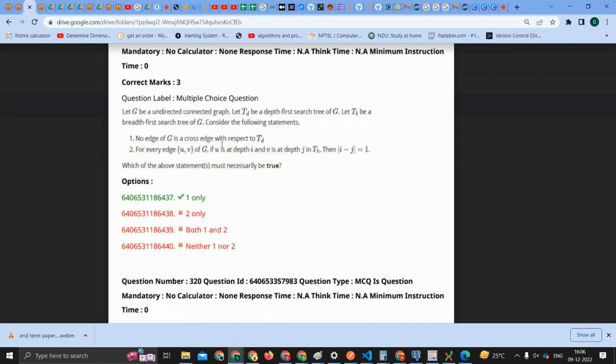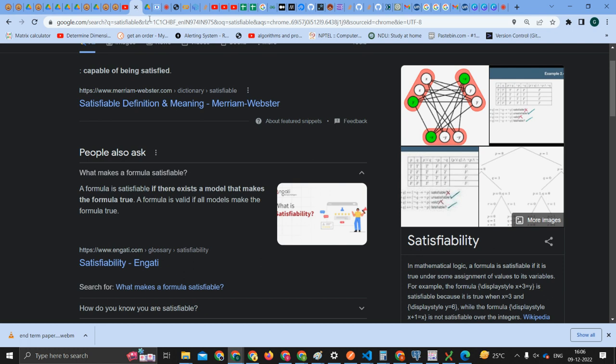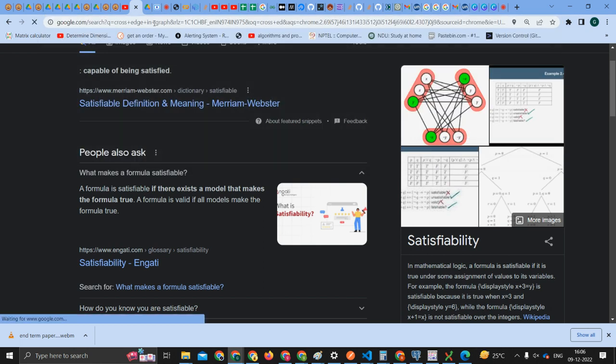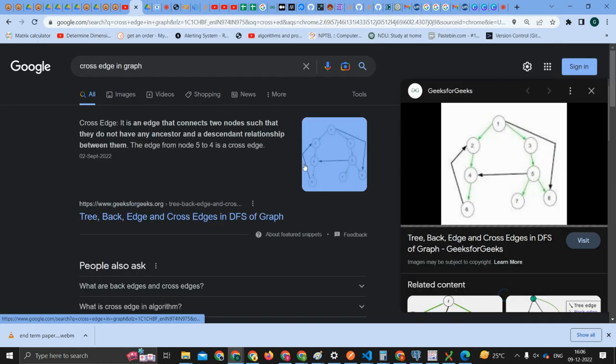I had made notes and I'm able to recall that is what it is. We had a discussion on this kind of question with Tul sir in one of his sessions, where he was discussing cross edges in a DFS tree or BFS tree. This is exactly what I wanted. A cross edge connects two nodes such that they do not have any ancestor or descendant relationship.